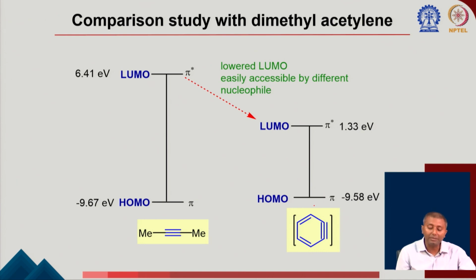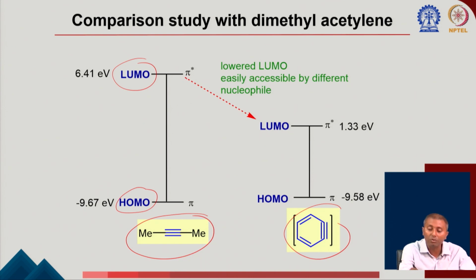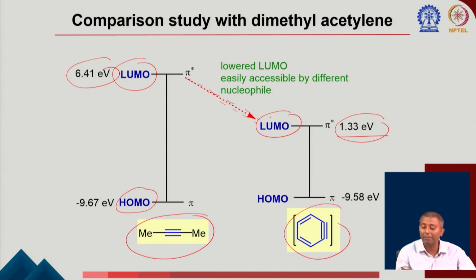The other important factor is, if you think about the molecular orbitals coming from an alkyne, there is a HOMO and there is a LUMO. In the case of benzyne, the LUMO energy is decreased. It was 6.41 volts here, and it is coming down to 1.33. So there is a stabilization of this pi star orbital. As the LUMO energy is lower in benzyne, the nucleophile is able to access this LUMO, because the nucleophile has to give electron density to the pi star orbital to form a bond, correct?